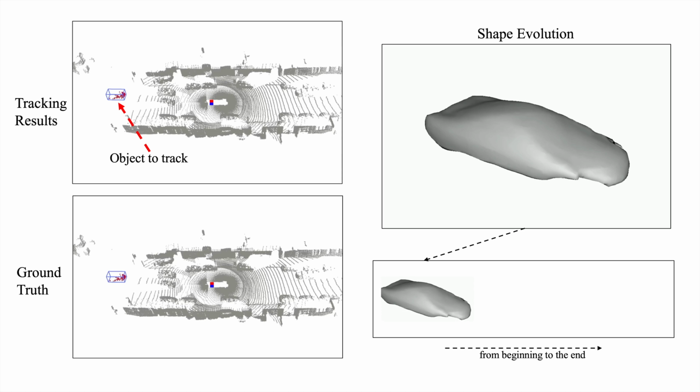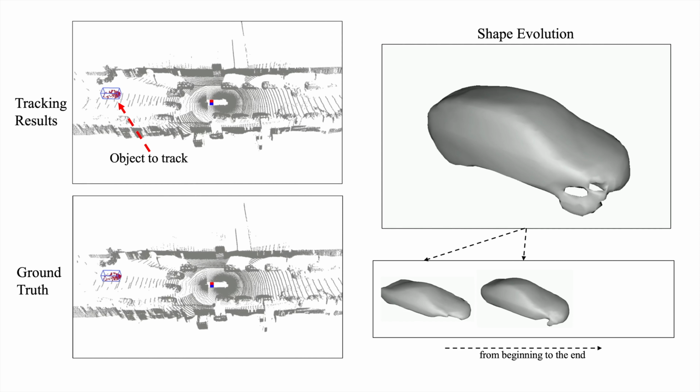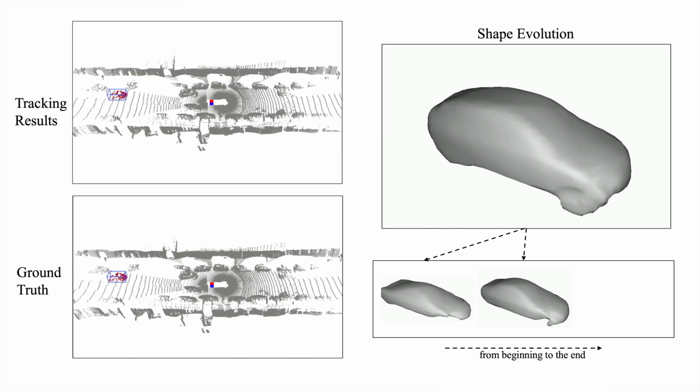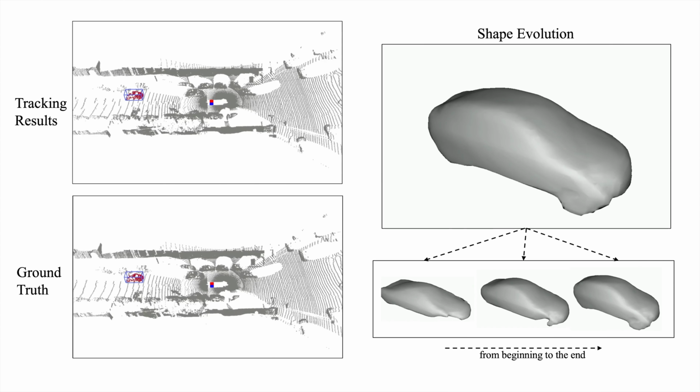Here is our result. First is the visualization result. In this slide, the left top part is our tracking results. The blue box is the predicted bounding box. The left bottom part is our ground truth. The right part shows the process of how the shape evolves. From the video, we can see our method maintains a very high quality of object tracking, and our shape indeed evolves.